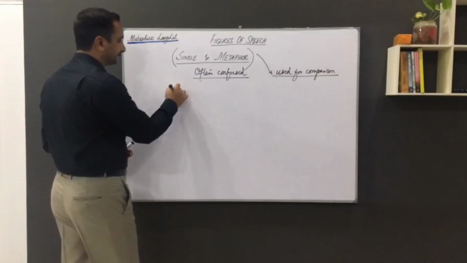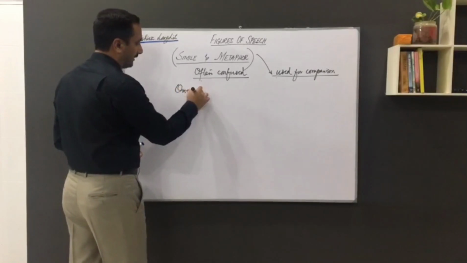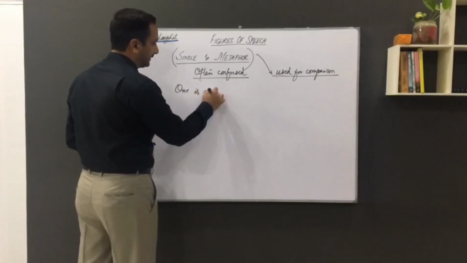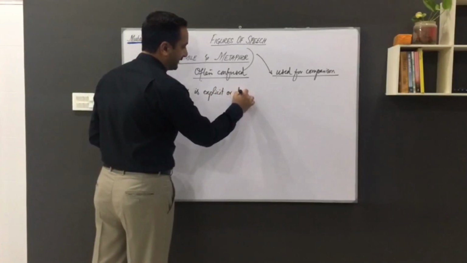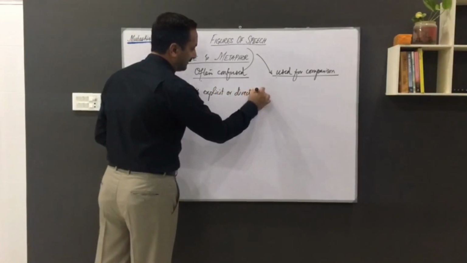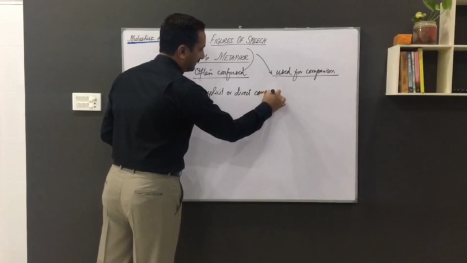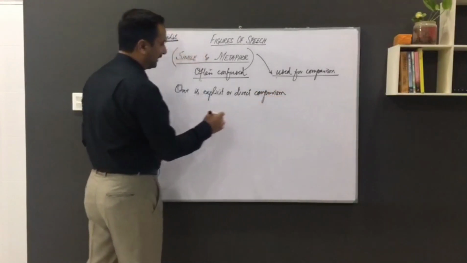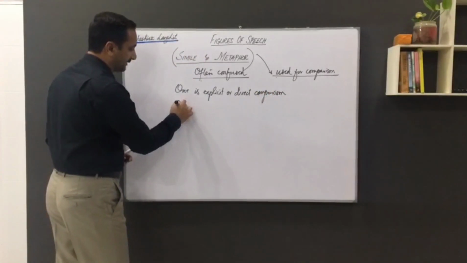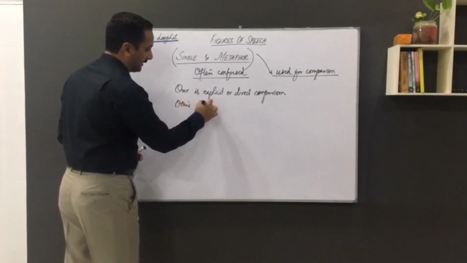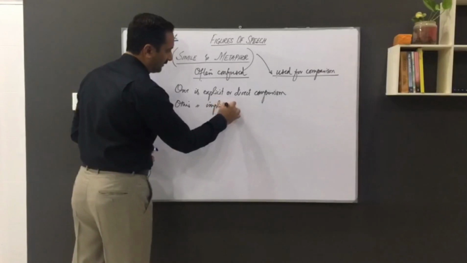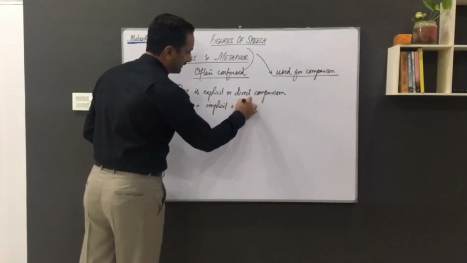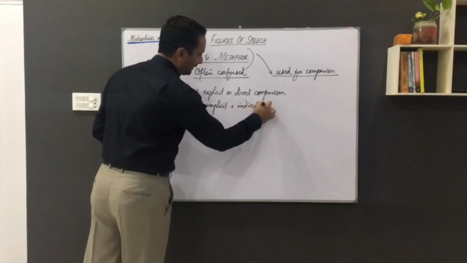One is explicit or direct comparison, while the other is implicit or indirect comparison.